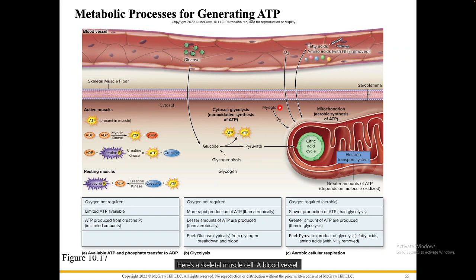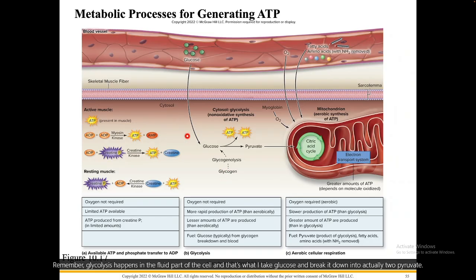Here's a skeletal muscle cell, a blood vessel. Ways to get energy. Inside the cell, remember there's not much of this. I only have very, very limited ATP. The example they said was maybe 5 seconds of intense energy. And most of that is ADP combining to make ATP. Or maybe using creatine and ADP to make ATP. But there's not much of this going on. If I need a little bit more energy, then I can go into glycolysis.